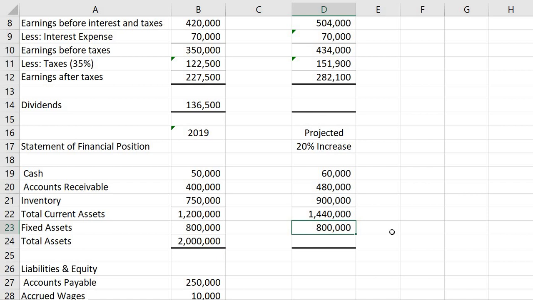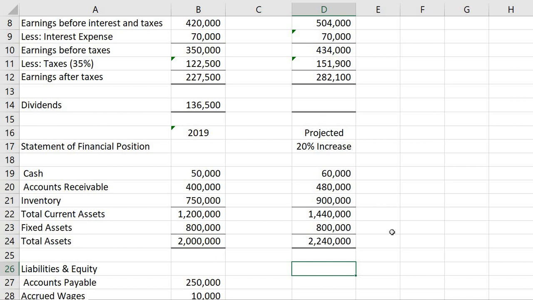So, it is an indication that for them to be able to cater their increase in sales, dapat magdagdag sila ng fixed assets. Kapag, again, full capacity na. Pero in this case, we're assuming that they are not still operating at full capacity. Okay? So, this is our total assets now. So, our total assets amounts to 2,240,000.